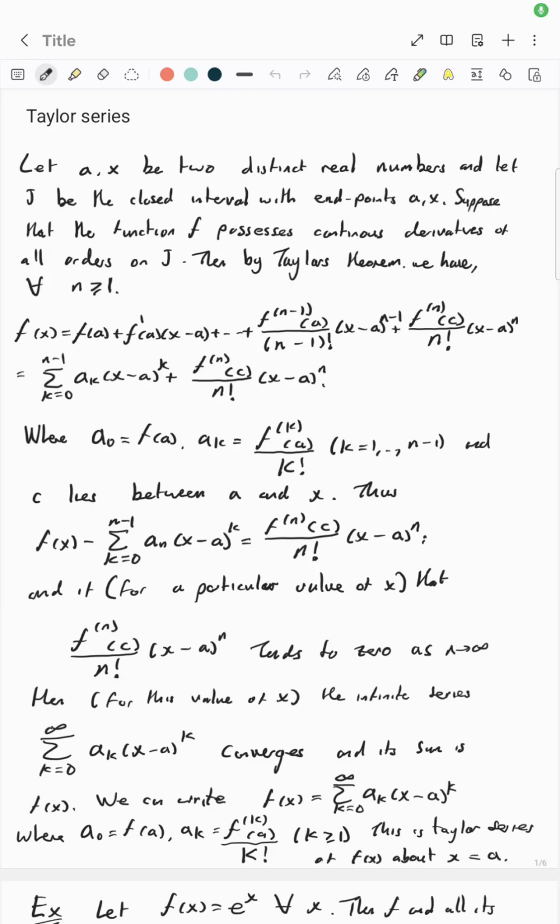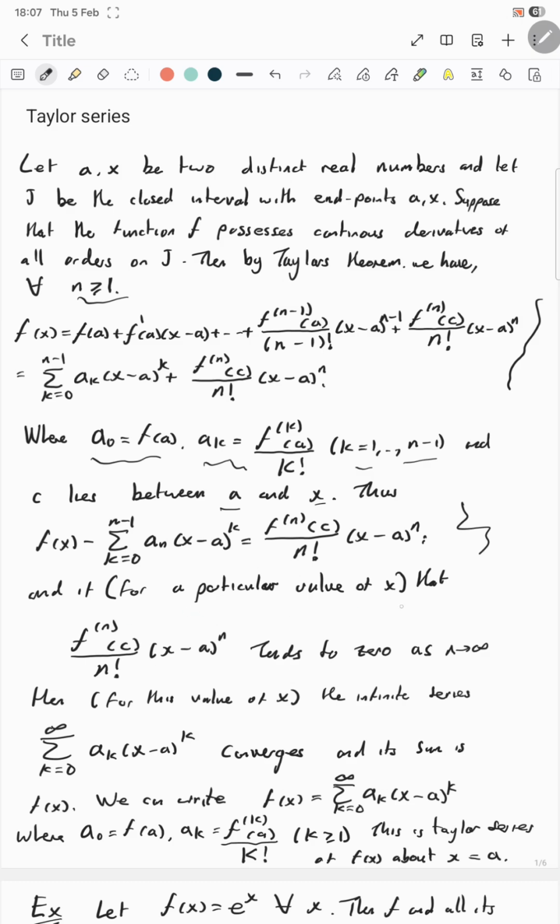Taylor series. We'll let a and x be two distinct real numbers and let J be the closed interval with endpoints a and x. Suppose that the function f possesses continuous derivatives of all orders on J. Then by Taylor's theorem, we have for all n greater than or equal to 1, we get this, where a_0 equals f of a, a_k equals f^(k) of a over k factorial, k equals 1 up to n minus 1, and c lies between a and x, thus as such.